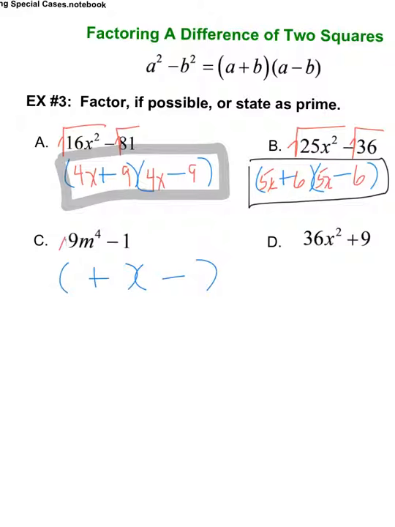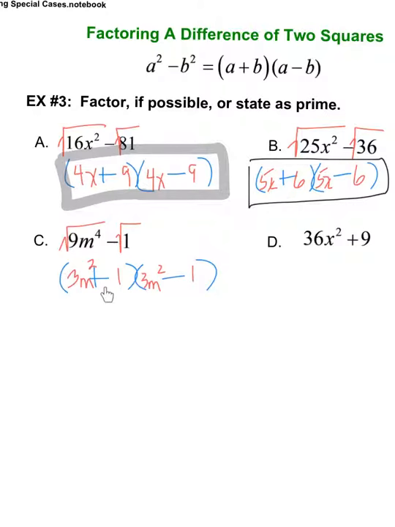And then we're going to find the square root of our bookends. So the square root of 9m to the 4th is 3m squared. All we're doing is taking that index and dividing 4 by 2. And then we get a 3m squared here. Then the square root of 1 is 1.